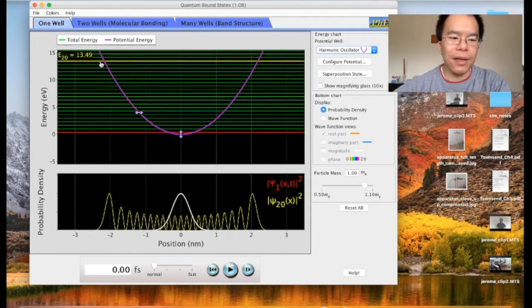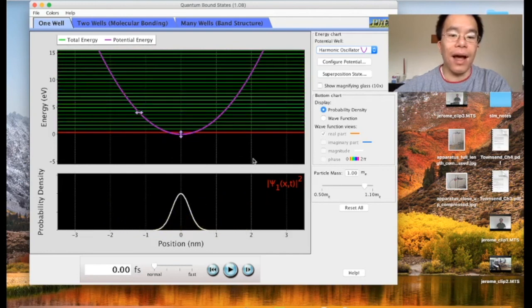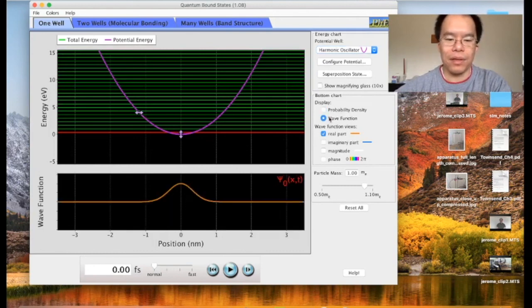So notice that this is a potential energy that has even symmetry. And as usual, we can look at either the wave functions or the probability density.